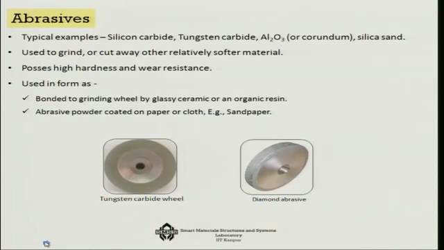Next is abrasives. Typical examples are silicon carbide, tungsten carbide, alumina, also known as corundum, and silica sand.